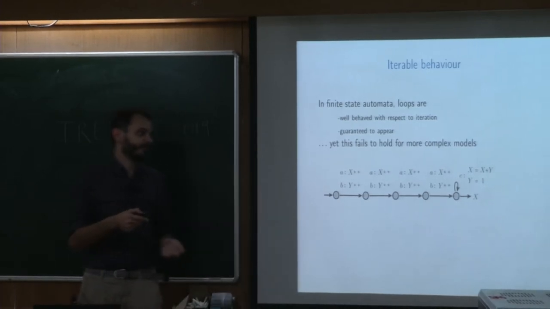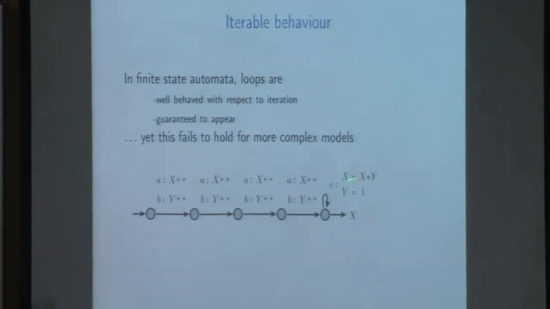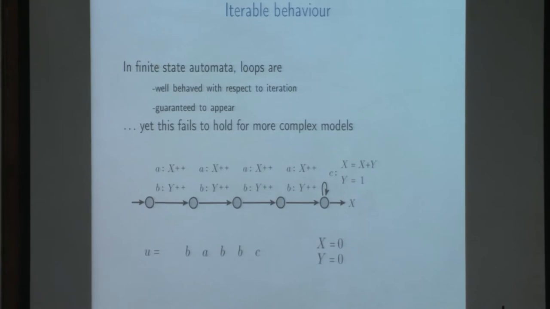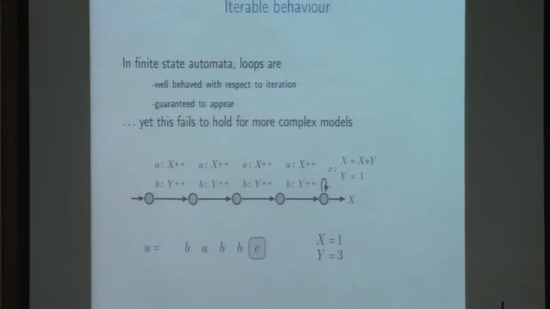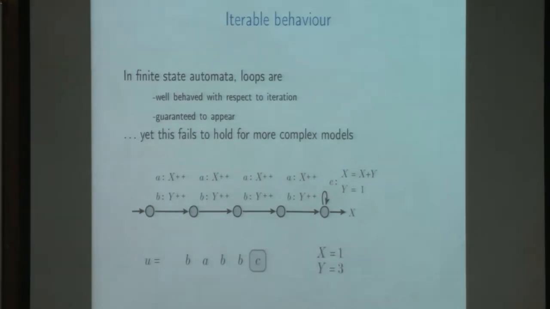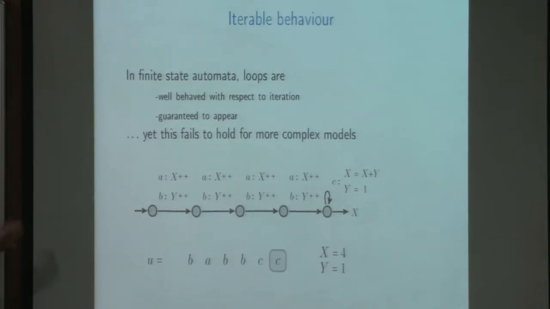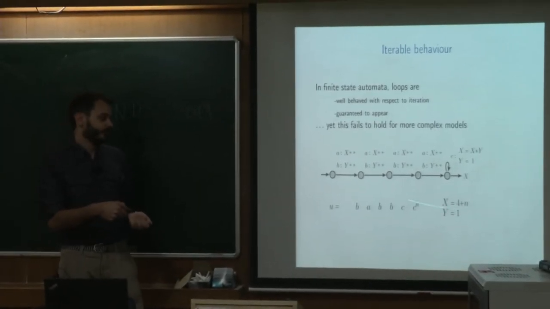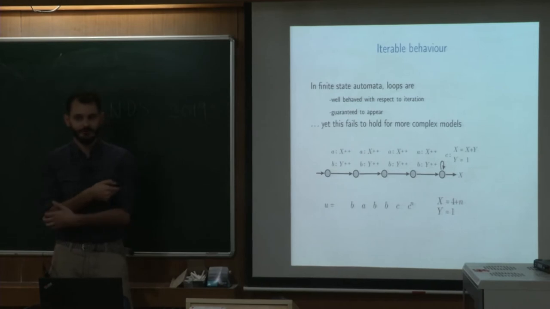Actually, no. Some of the loops can be iterated. So if we just change the register update on the last loop here, so instead of the previous one, now I just sum up the content of both of my variables into X, and I reset Y to the value 1. So what happens this time? Well, the beginning of the run is the same as before. I end up with a value of 1 in X and a value of 3 in Y. And then when I read my C, I sum them both in X and reset Y to 1. So I end up with (4, 1). And this time, if I choose to iterate this loop even more, what happens? I sum them into X, I reset Y to 1. So in the end, I just add 1 to X. And we can see that if I keep doing that, I'll just keep adding 1 again and again to the value of X. So yeah, this is what I consider as well-behaved with respect to iteration.